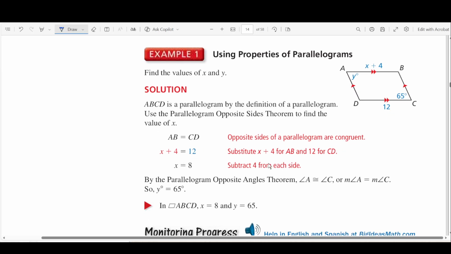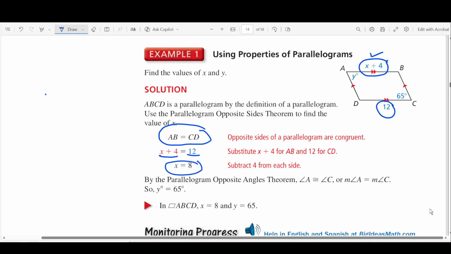Like here in this question we have a parallelogram where this side is 12 and this is x plus 4. What we just learned is that opposite sides are equal. So AB is equal to CD. The value of AB is x plus 4, and the value of CD is 12. Now we need to find x. We can just subtract 4 from both sides. 12 minus 4 is 8, and that is the value of x.